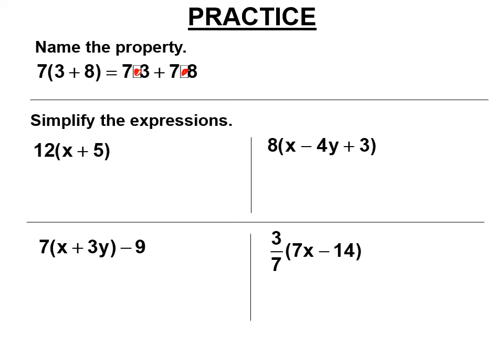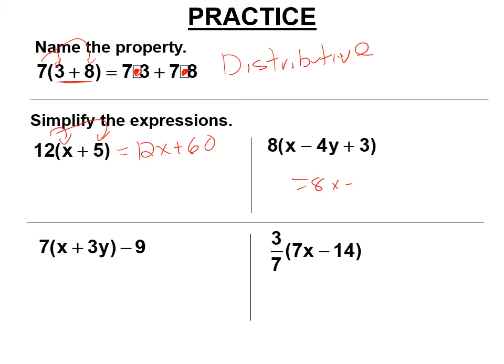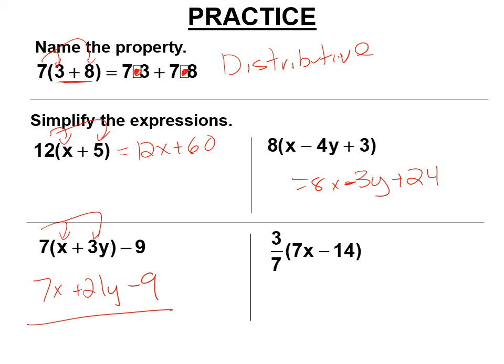Name the property that says 7 times 3 plus 8 is the same as 7 times 3 plus 7 times 8. And hopefully the property name is distributive. This will be true, no matter what the numbers are in that position. 12 times x plus 5 equals 12x plus 60. You have to multiply both of those. This equals 8x minus 32y plus 24. Minus because it's minus, plus because it's plus. This is 7x plus 21y minus 9. You're done. Stop. Don't do any more.